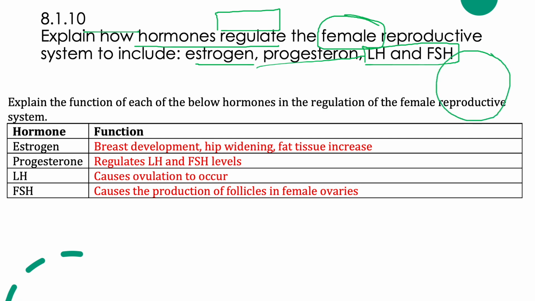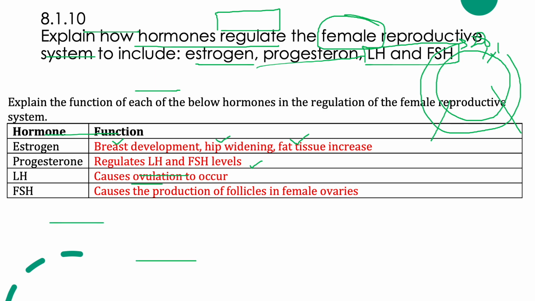Estrogen, just like testosterone, is involved in the secondary sex characters in the female. So it will result in breast development, hip widening, and an increase in fat tissues. But these were different in the male. Progesterone regulates the LH and FSH level just like the GnRH. So they are kind of parallel. If you learn one, you can replace the name for the other.